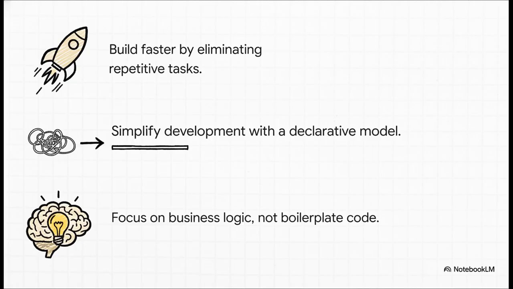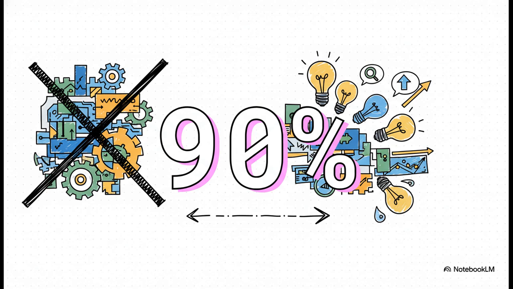But the most important thing is, it frees up your mind to focus on what actually makes your app special and unique, that core idea you were so excited about in the first place. I mean, just think about this number for a second. What if you could eliminate up to 90% of the boilerplate code? All that setup, the wiring, the validation. What would that unlock for you?